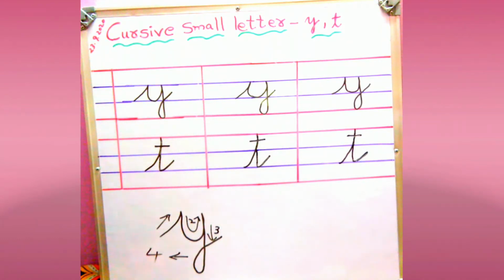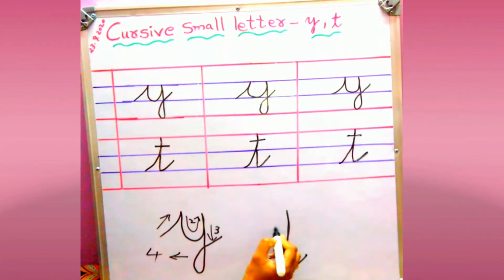Okay children, now I will show how to write small cursive letter T. Slanting line and a standing line and a slanting line and a sleeping line, small sleeping line makes the letter T. The slanting line is the first step. Okay children, and the standing line is the second step and a small slanting line here third step and a sleeping line fourth step. Okay children?